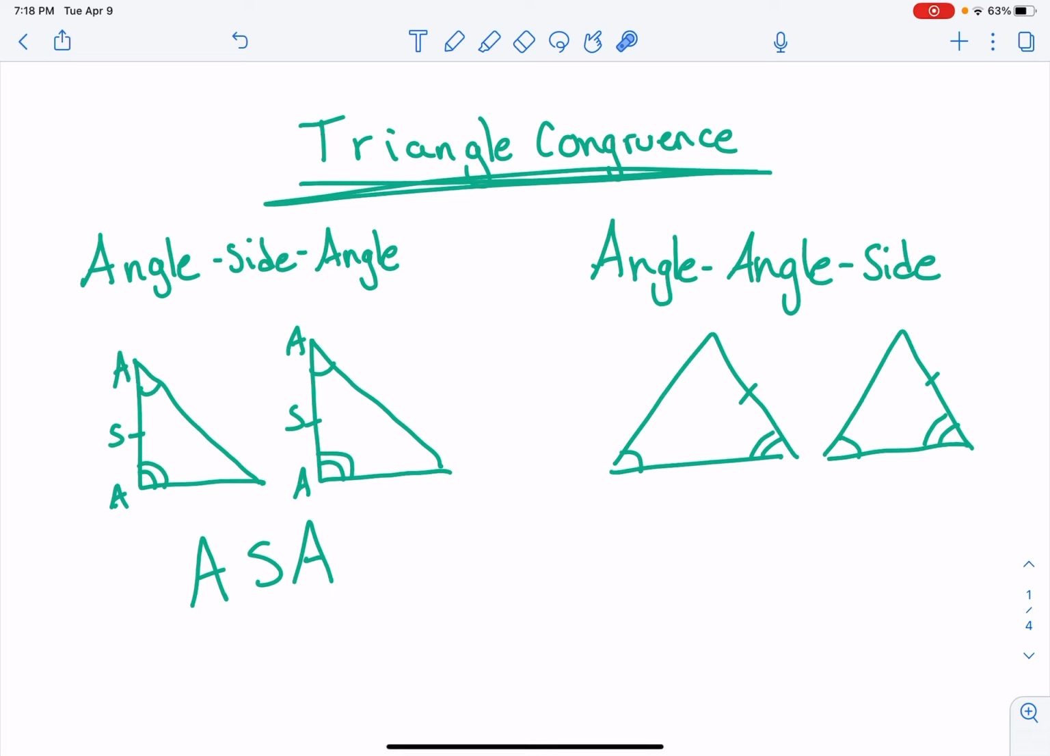Our other triangle congruence theorem we're going to talk about today is called angle, angle, side. When you look at these two pairs of triangles, we have first one pair of corresponding angles that are congruent. We have another pair of corresponding angles that are congruent. And then we have a pair of corresponding sides that are congruent. So that means that these two triangles are congruent by angle, angle, side, which we also write as AAS.